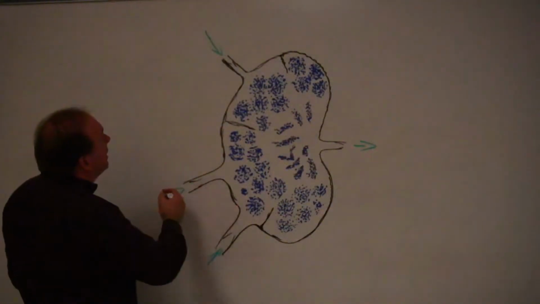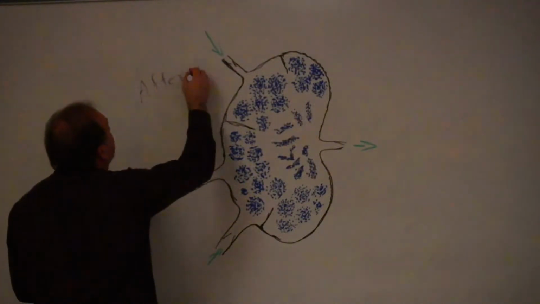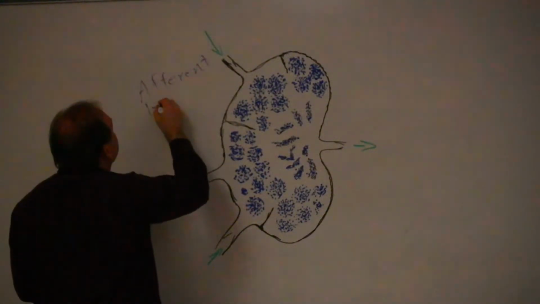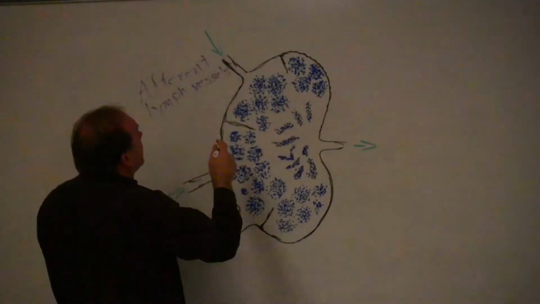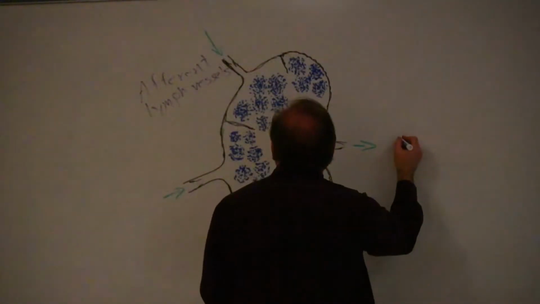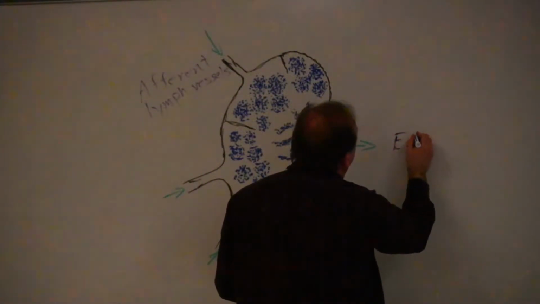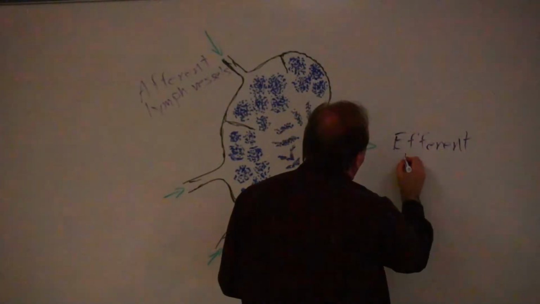These are referred to as afferent, A-F-F-E-R-E-N-T, lymph vessels coming to the lymph node, and then one leaving the lymph node over here. This is the efferent, E-F-F-E-R-E-N-T, lymph vessel.